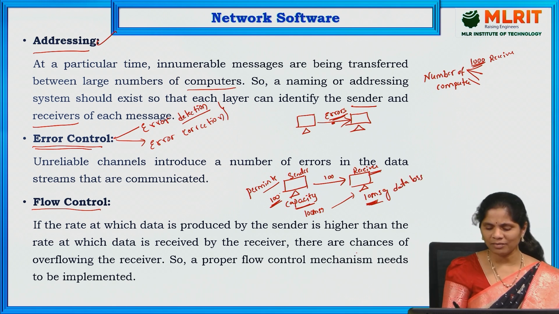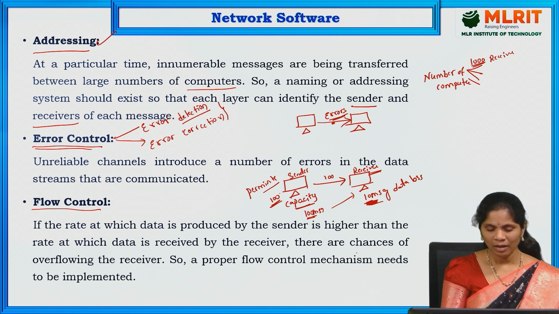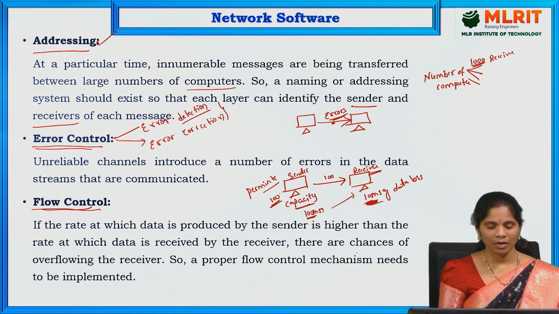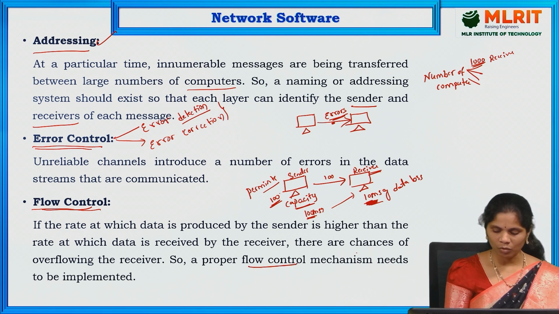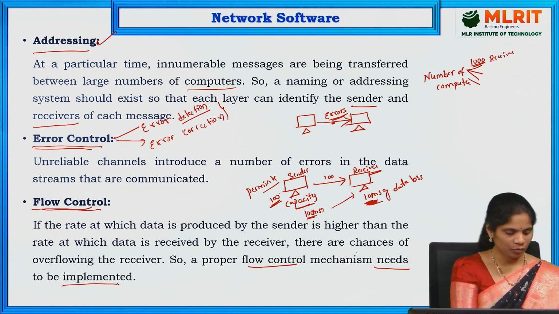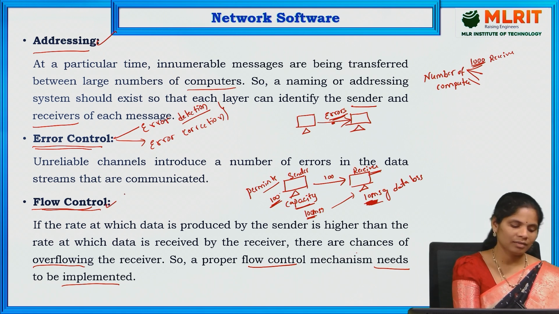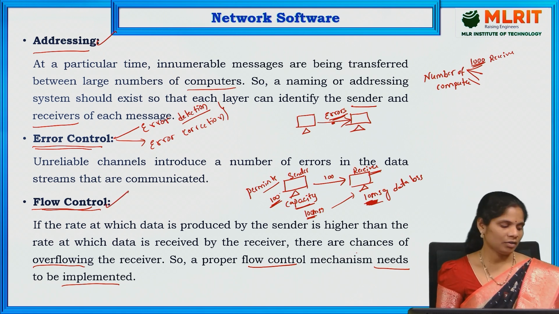Because the capacity of this particular receiver is only 10 messages per minute, but the capacity of this one is 100 messages, there may be an imbalance in the flow. That is nothing but flow control. It means we have to focus on the flow control mechanism that needs to be implemented. So, to control overflowing of the data, that is flow control. This is also one of the design issues in network software.